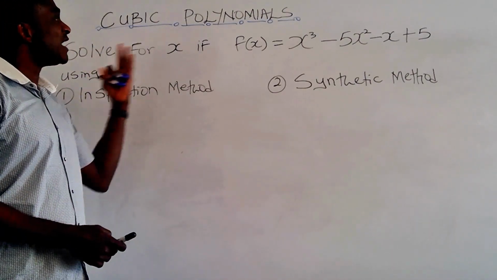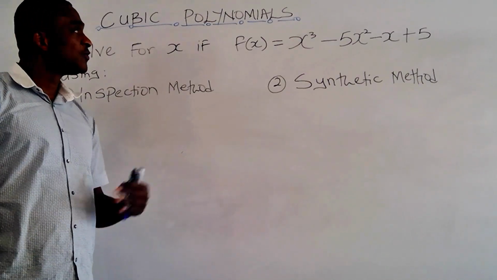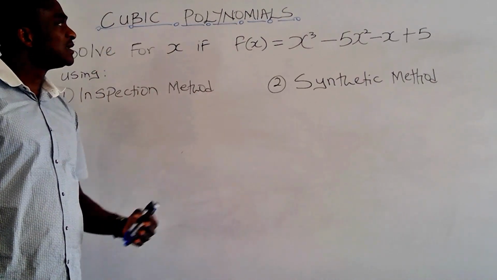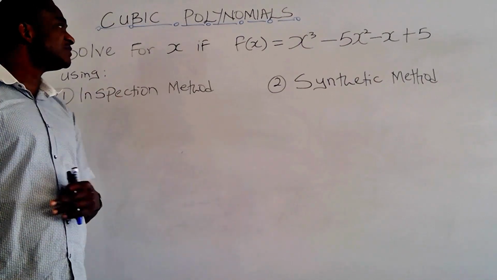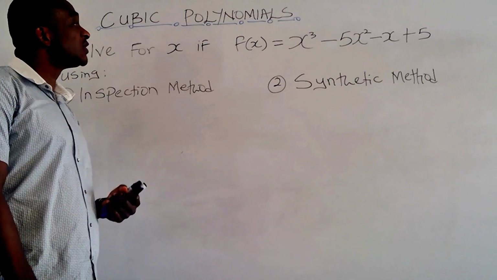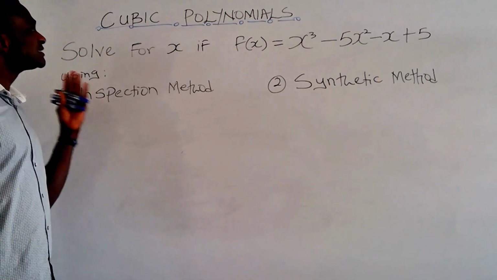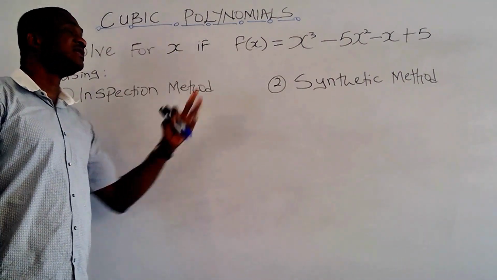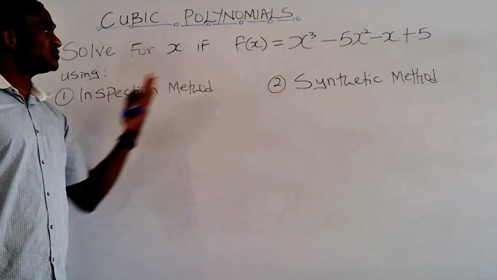We can solve by factorization. We can solve using grouping, that is factorization. And we can solve using the inspection method. We can solve using the synthetic method, and we can also solve using the long division method. But here we have a function they are asking us to solve using the inspection method and the synthetic method. So we go through how we solve using these 2 methods.